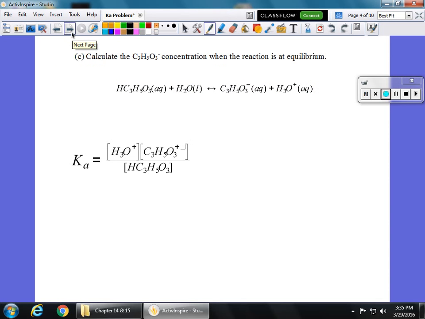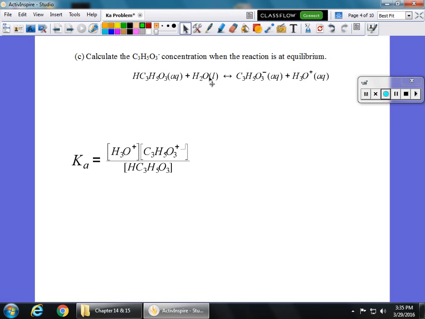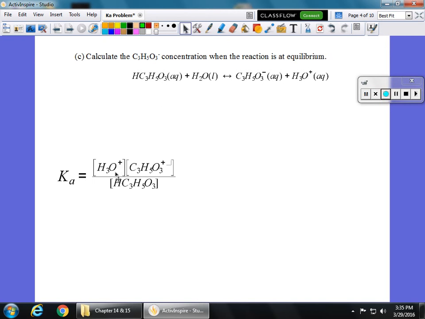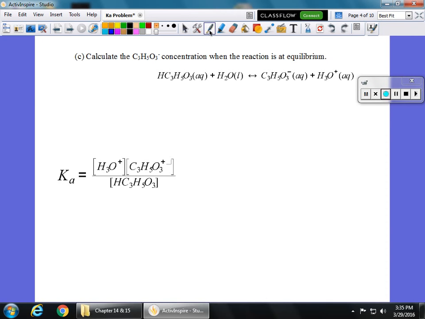For part C, you're going to be asked to calculate the concentration of the conjugate base at equilibrium. So I rewrote the expression here. Here is our balanced chemical equation. Here is our equilibrium expression right here. And for a weak acid problem, we're going to be doing ICE because this is equilibrium, right? We want the initial, the change, and what it's going to be at equilibrium, right? That's what our ICE problem is.